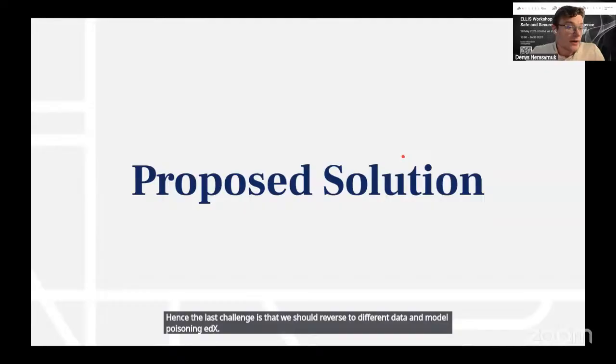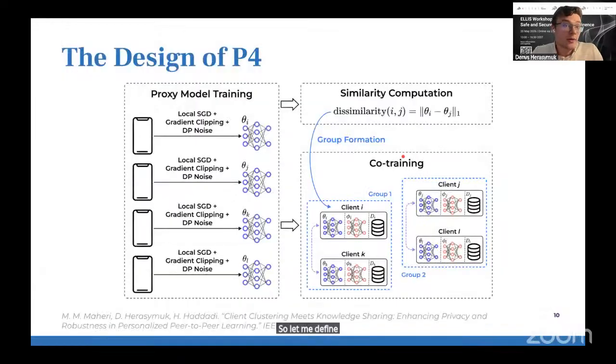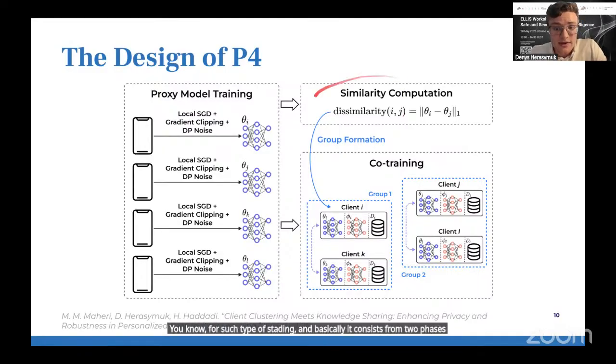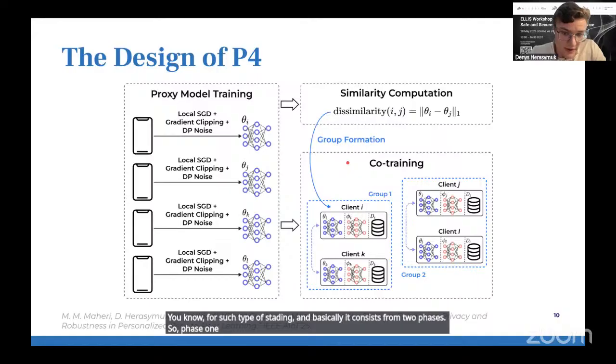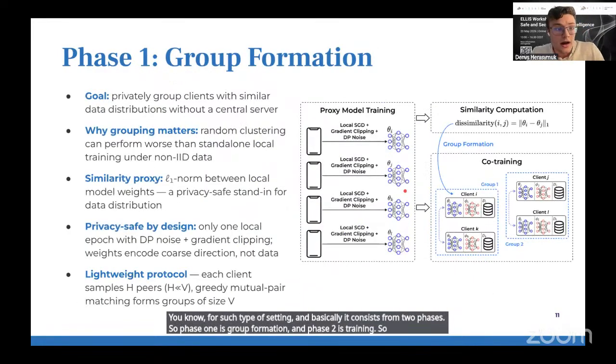So let me define our solution. We propose P4, a training procedure for this type of setting. Basically it consists of two phases. Phase 1 is group formation and phase 2 is co-training. In phase 1, our goal is to privately group clients with similar data distributions without a central server.